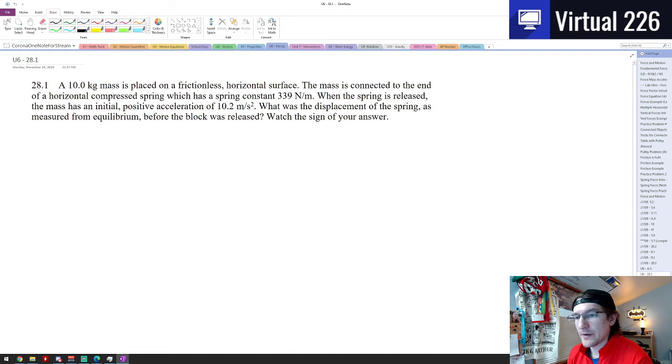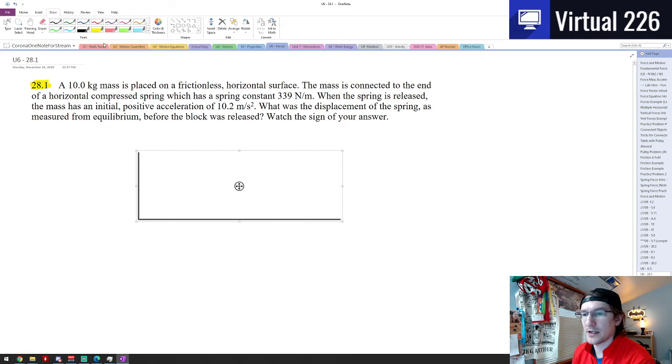Okay, so what we've got here is problem number 20.1 from Unit 6. We're not just looking at forces, we're looking at spring forces using Hooke's law. In this problem, a 10 kilogram mass is placed on a frictionless horizontal surface, connected to a spring with a spring constant of 339 newtons per meter. When the spring's released, the mass has an initial positive acceleration of 10.2 meters per second squared. What's the displacement of the spring as measured from the equilibrium before the block was released? We have to be careful about the sign of our answer here.